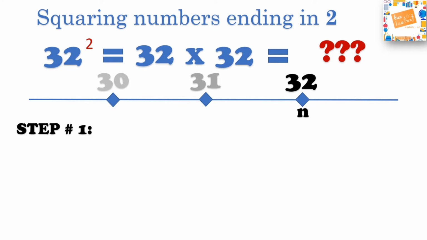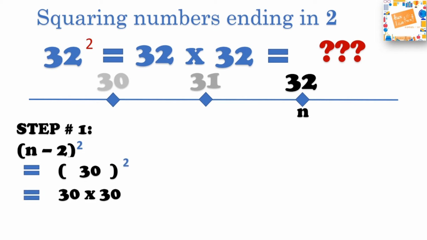Step 1 needs us to find the nearest 10 for 32, which is 32 minus 2, that is n minus 2, and then square it. So 32 minus 2 is 30, and then we square this. Now squaring a number ending in 0 is easy. We add the 2 zeros at the end, and then we square the number in the tens digit, that is 3 here. So 3 times 3 is 9. So the answer is 900.